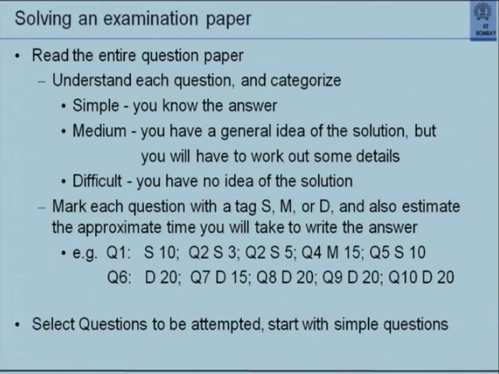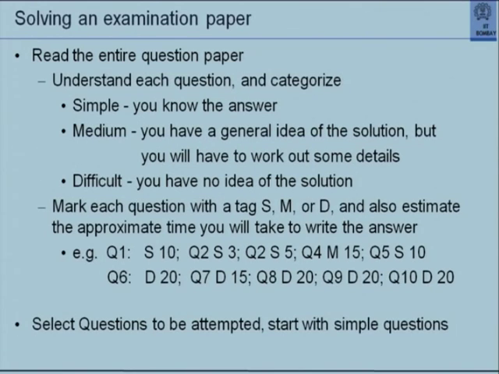Okay. So what I plan to do is spend about 5 minutes in advising you how to approach a question paper in an exam, and how to approach an individual question, and then we'll discuss the answers to the makeup test. First of all, you should read the entire question paper, complete question paper, all questions you should read.